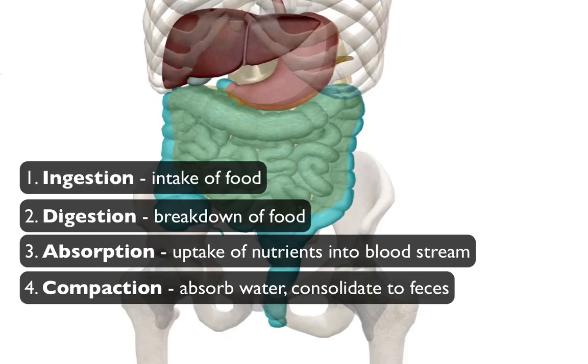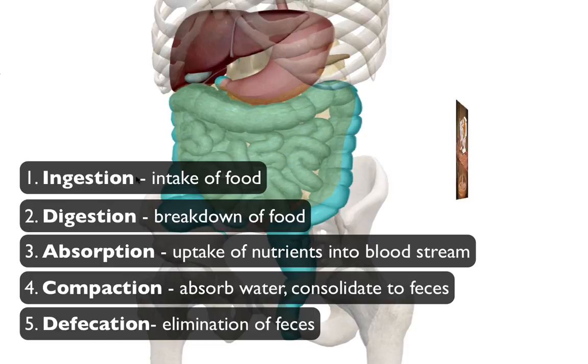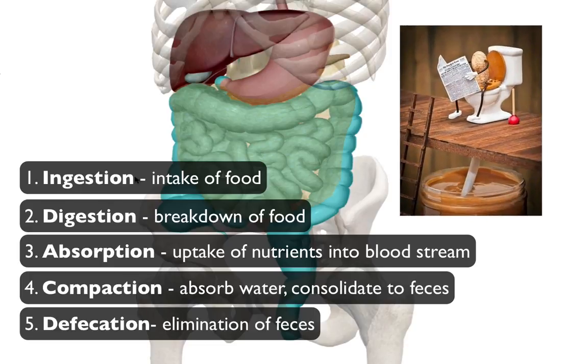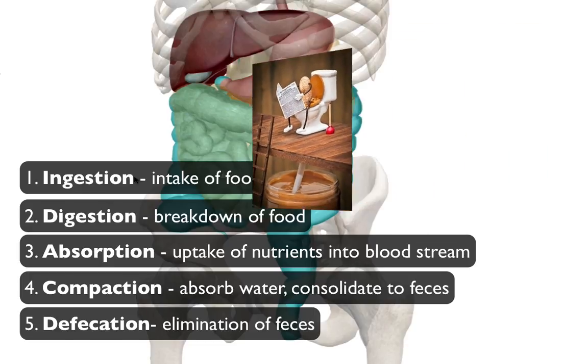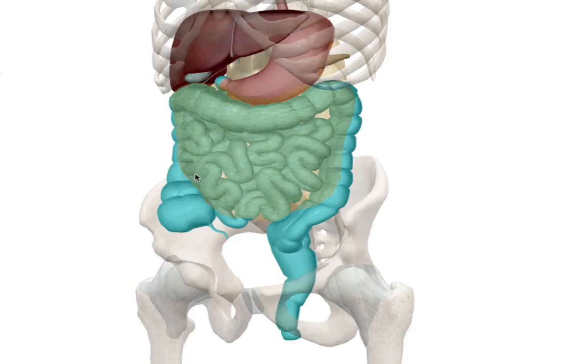So after your body has absorbed the nutrients, all the waste products are consolidated into what's called feces, and then finally number five, defecation, which is eliminating the feces. Okay, so those are the five functions of the digestive system. Now let's discuss the two types of digestion.